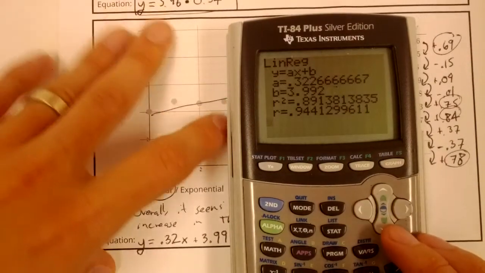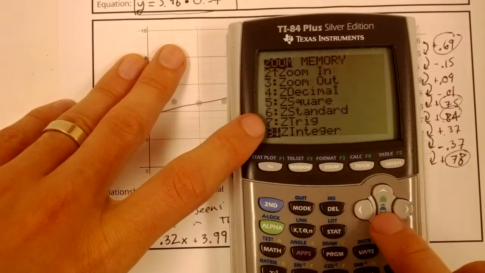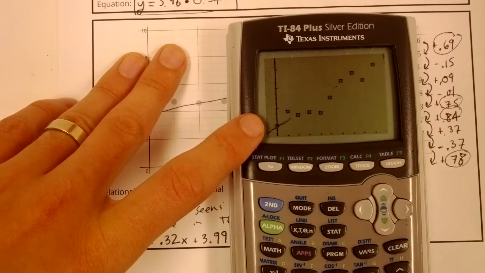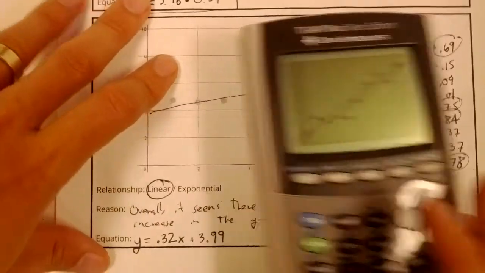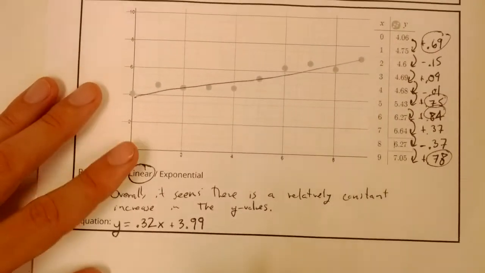Actually, I can take a look at my graph, hit zoom, and zoom stat. Zoom stat's nice because it automatically changes the window size to fit our data. All right, and that looks like it fits our data very, very well. Okay, now let's look at this whole thing, kind of interpret what's happening here.